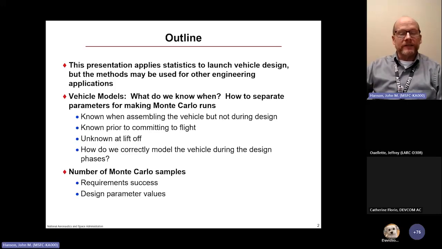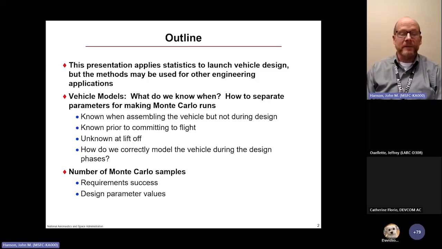This is divided into two sections. The first is when we're doing simulations during the design phases: how do we correctly model our vehicle or our spacecraft concerning what we know at that point in time, how much uncertainty we have, and how much uncertainty we're going to have when we actually fly the thing. So separating these different parameters: how much do we know when we're assembling the vehicle, but don't know early in the design phases? How much do we know before we actually launch the thing? How much do we still not know at liftoff? And how do we correctly model all that?